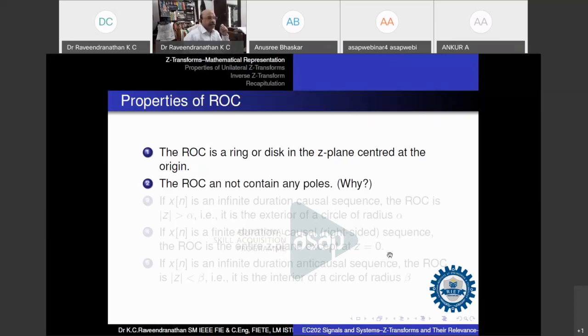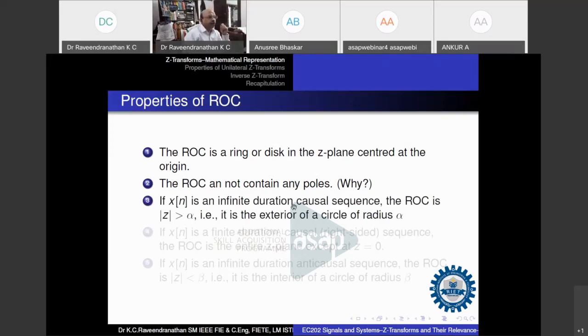Then the ROC does not contain any poles, which I have explained earlier, because at the poles the function becomes unbounded, so it should not contain any poles. Then if x of n is an infinite duration causal sequence, which is a right-sided sequence, the ROC is |z| greater than alpha, which is the exterior of a circle of radius alpha.